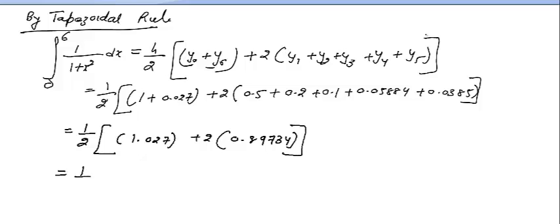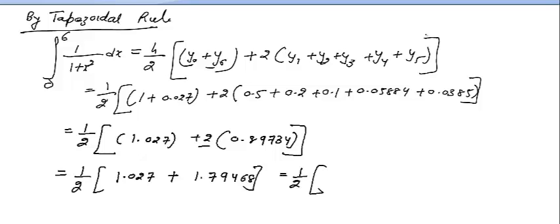Okay, I'm solving it directly by 2. So here you have 1.027 plus... So when you have this value, multiply with 2. When you multiply with 2, you will get 1.79468. Correct? So half.